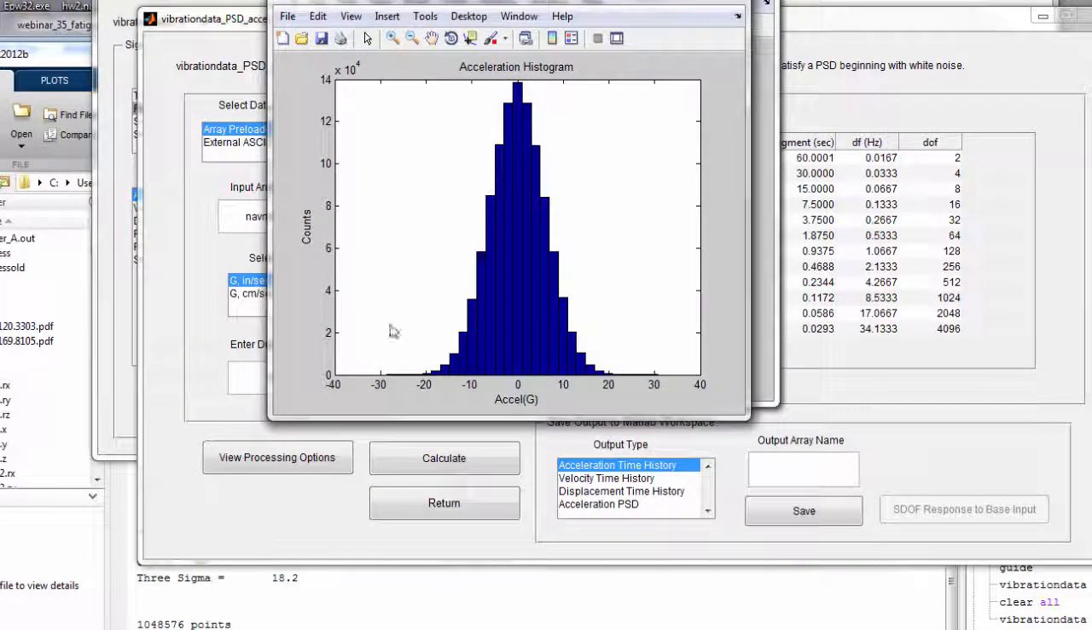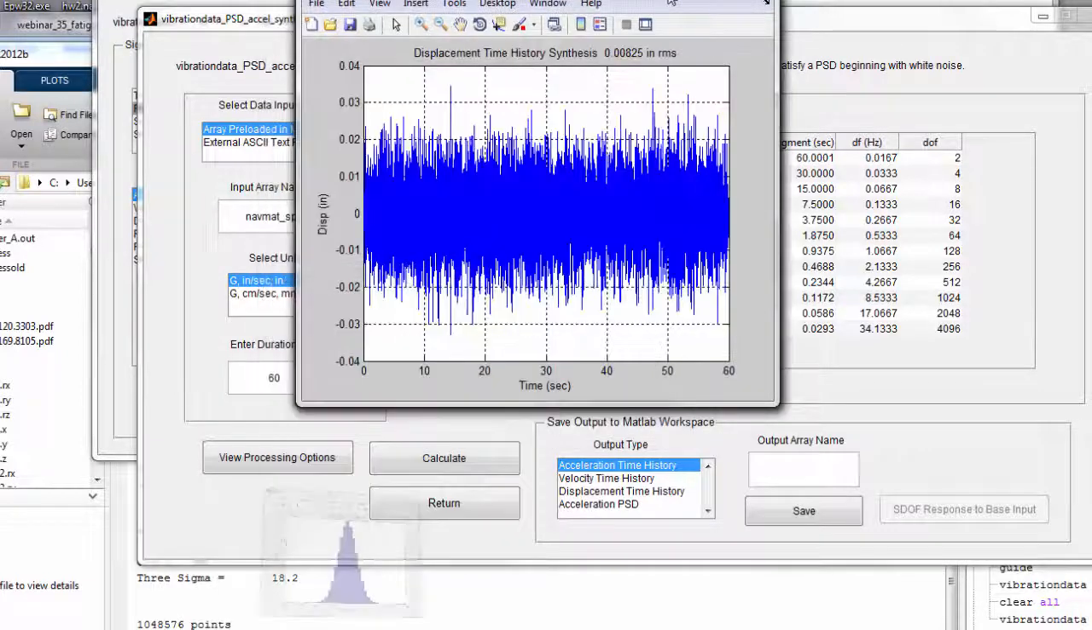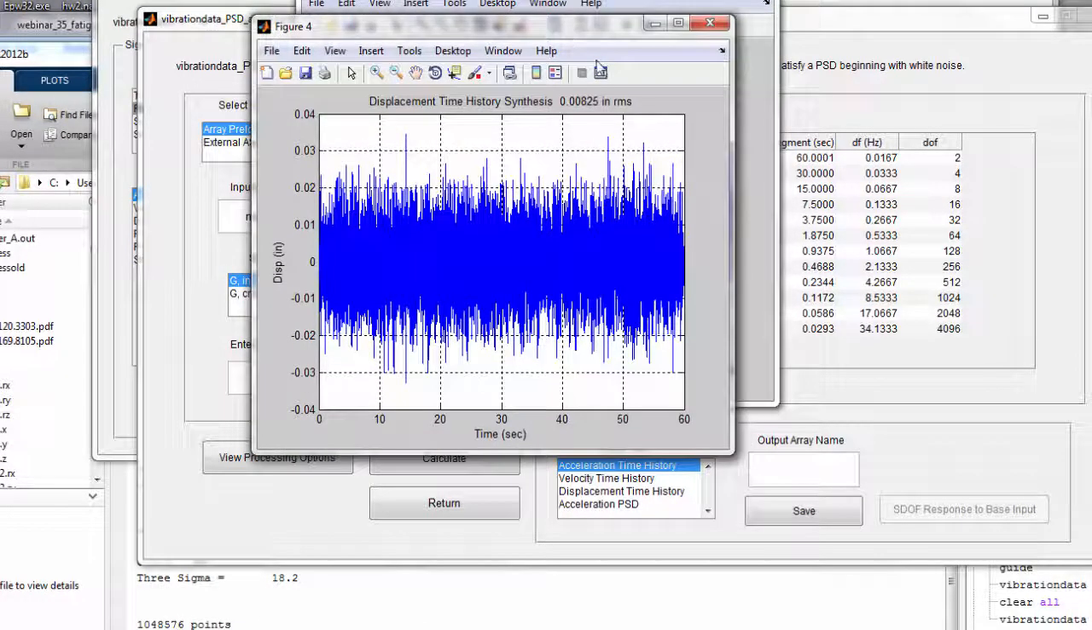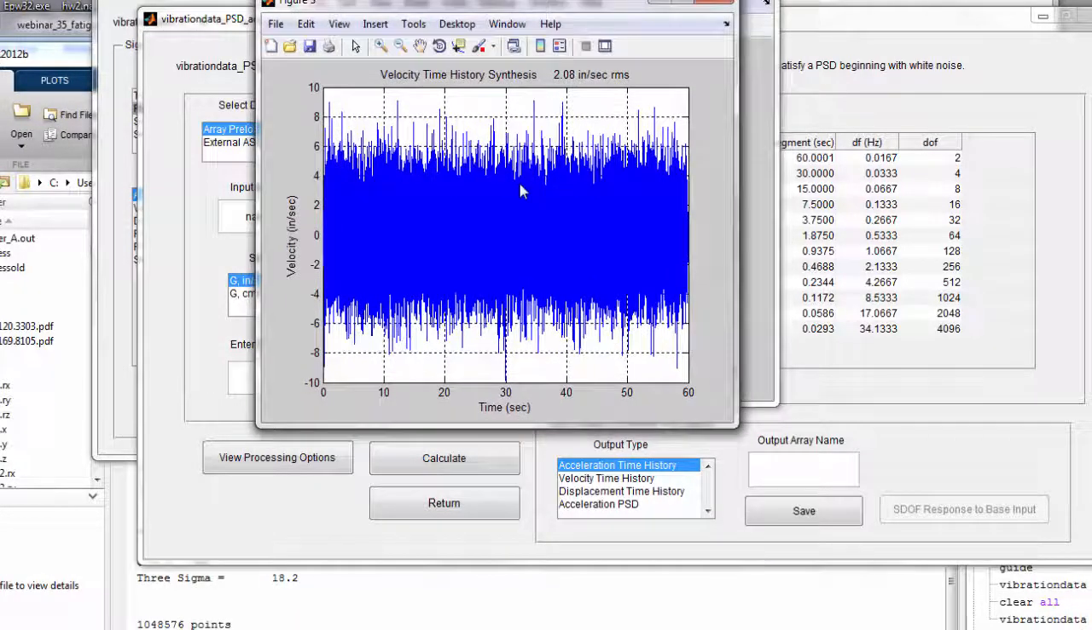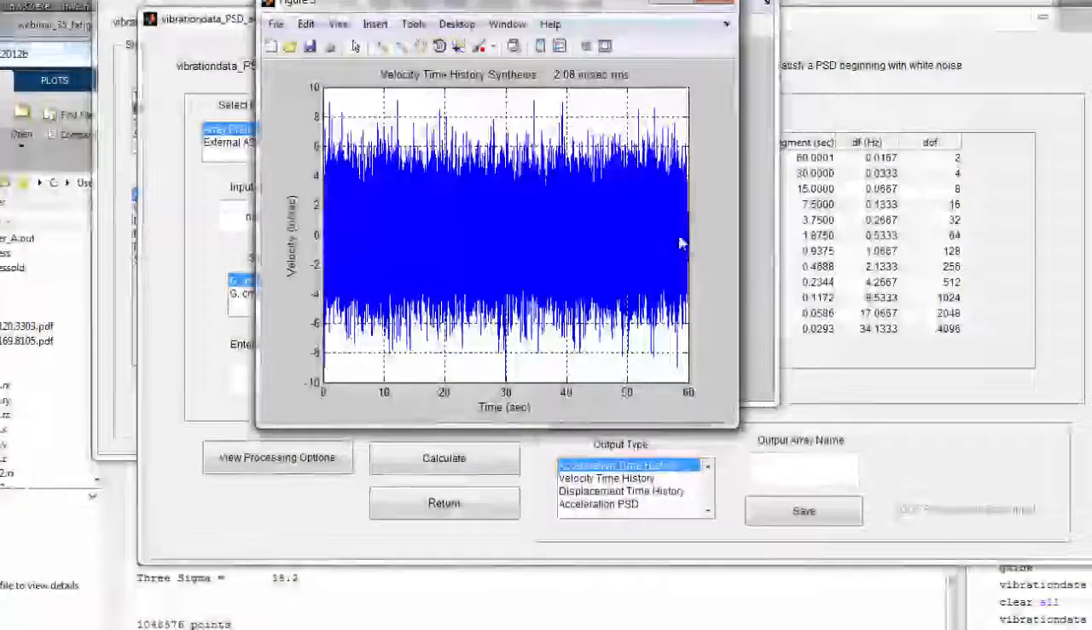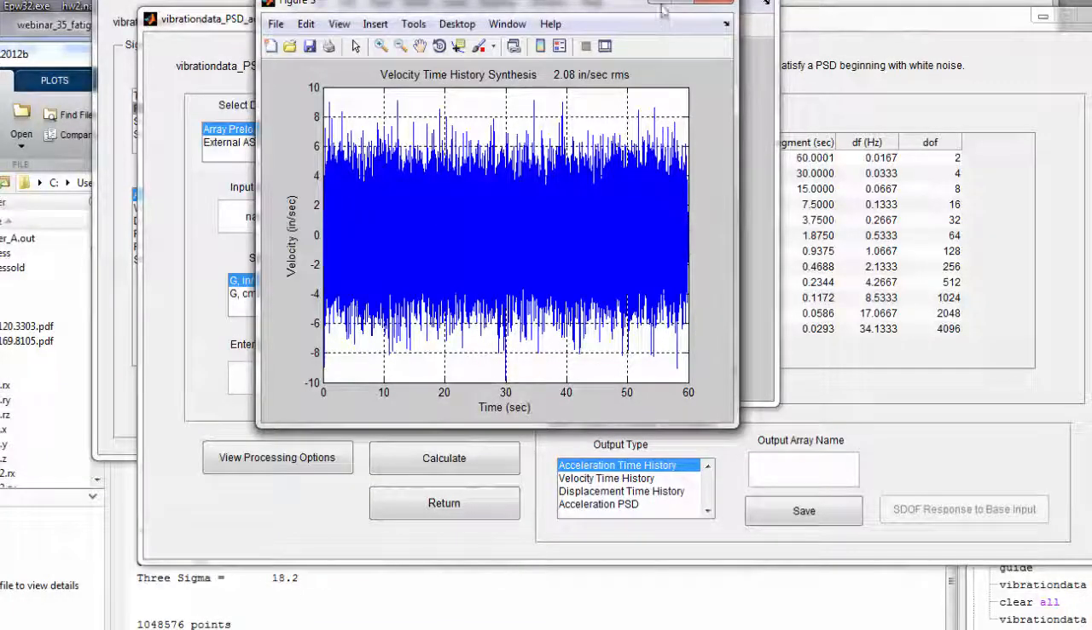Here's the histogram of the synthesized acceleration time history. So we get a nice bell-shaped curve. We have counts along the y-axis. Then along the x-axis we have the bin acceleration. And this is the histogram of the instantaneous values. We have the displacement time history. Let's just note that it oscillates about the zero baseline. We have the velocity time history. Also note it oscillates about the zero baseline.